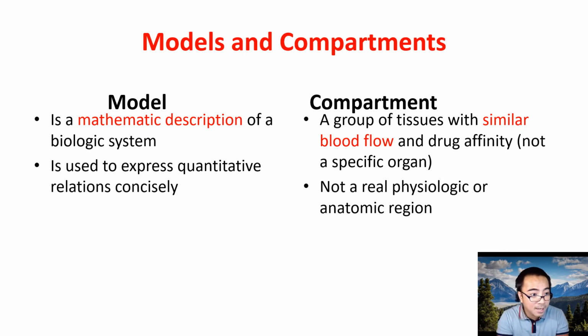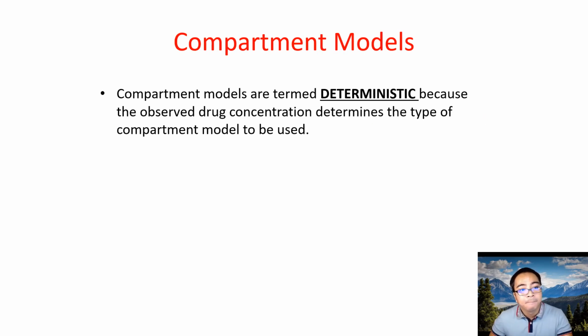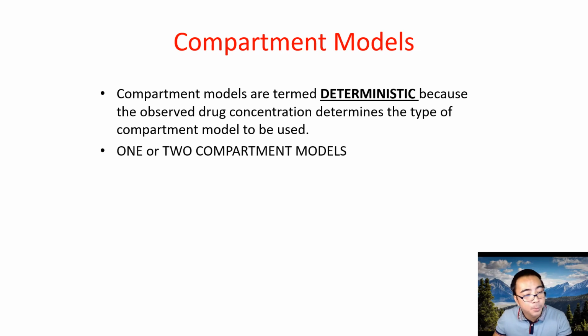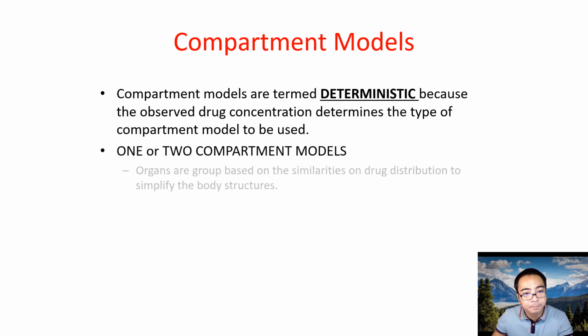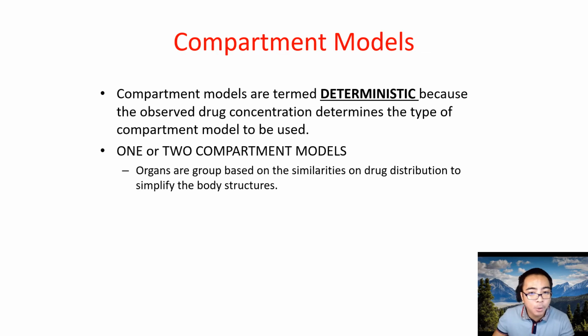Okay, while models, class, is a mathematical description of this biologic system. Compartments are termed to be deterministic because the observed drug concentration determines the type of compartment model used. So we have two types, one compartment versus two compartment models. So organs are grouped based on the similarities on drug distribution to simplify body structures.